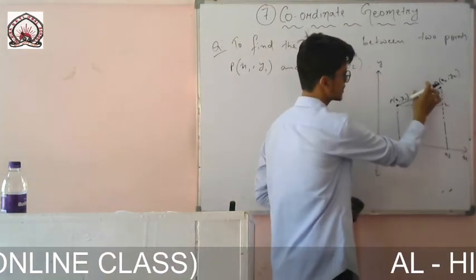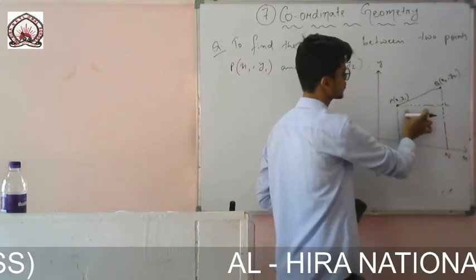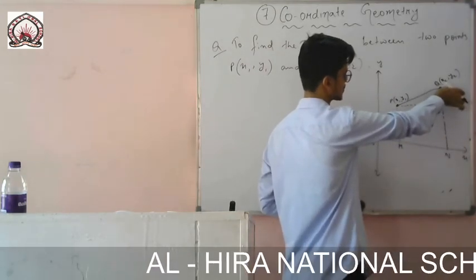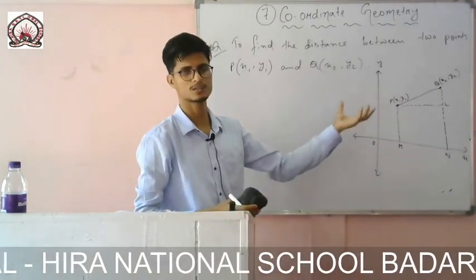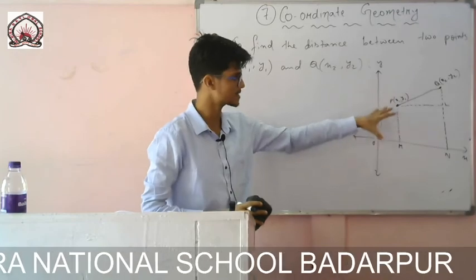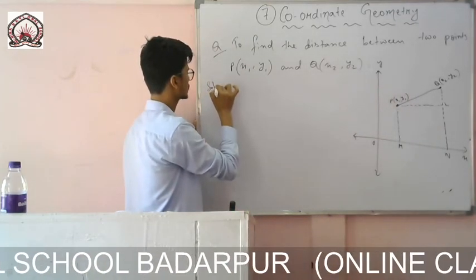theorem. You see, this is the hypotenuse, this is our base, this one is the altitude, so you can write this one square plus this one square will be equal to the hypotenuse square. So using the Pythagoras theorem I can easily find it. For that purpose I have drawn this. Now let us write the solution.